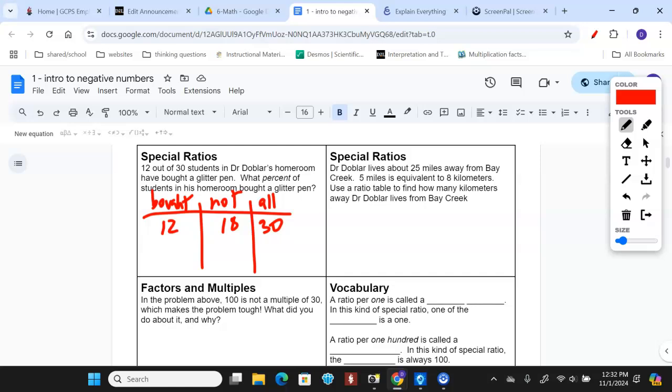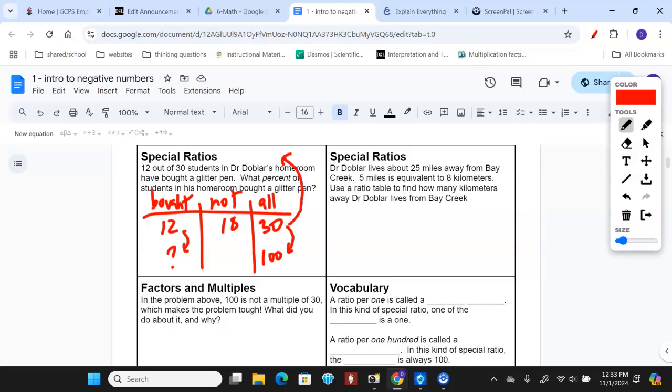What percent of the students bought a glitter pen? So what percent means what part bought them if there were 100 students in the class. There's not 100 students in the class, but if there were. So that's going to be a tough one, because since I don't know how to get from 30 to 100 multiplying easily, I also don't know how to get from 12 to whatever multiplying easily, so I'm going to need to go back to a lower term of the ratio.